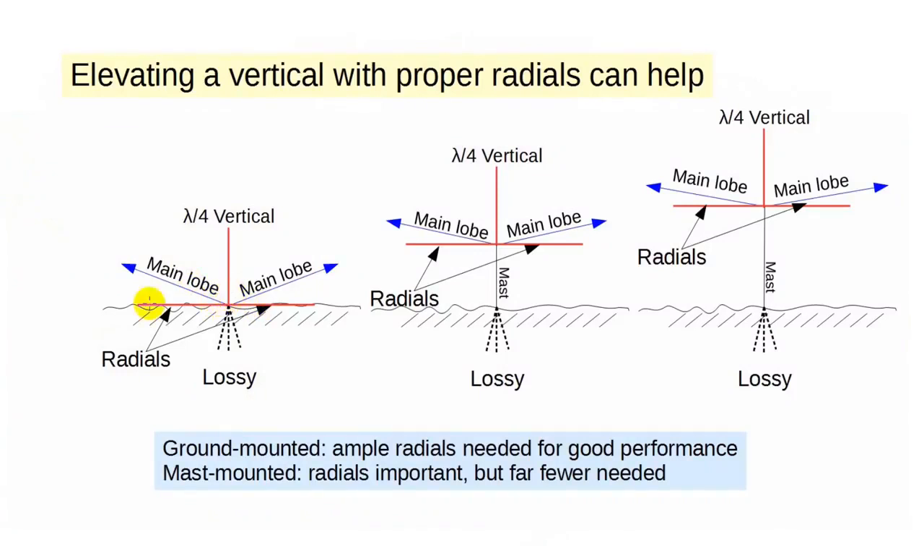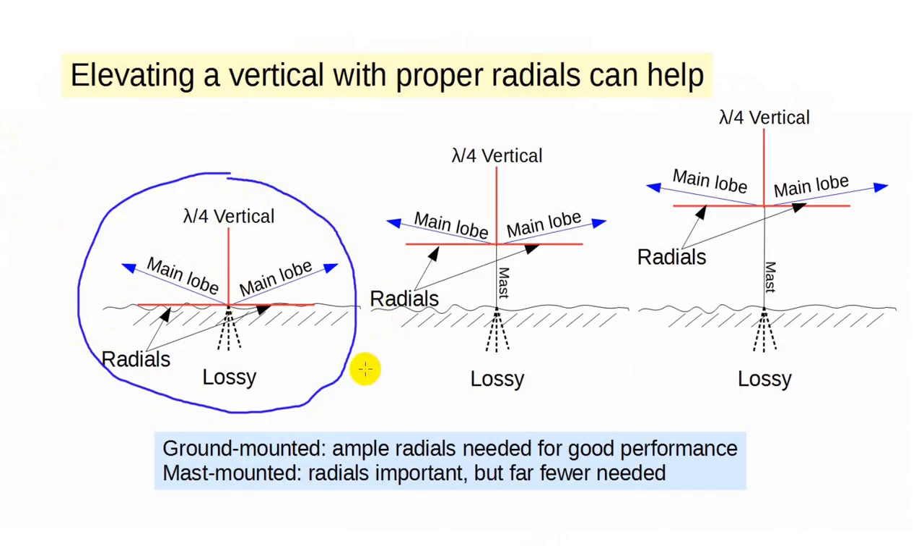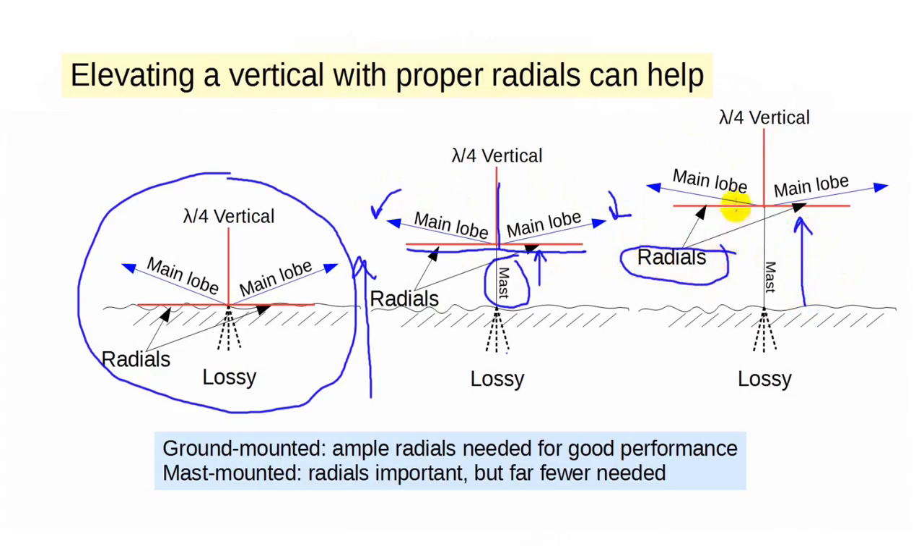A vertical antenna does not need to be ground mounted. If you mount the vertical on a mast and get it up off the ground as shown in the center, the radials need to follow the bottom of the antenna up into the air. According to the general rule that height always helps, pushing a vertical in the air also lowers the elevation of the main lobe a bit. Also, interestingly, not as many radials are needed as might be on the ground.